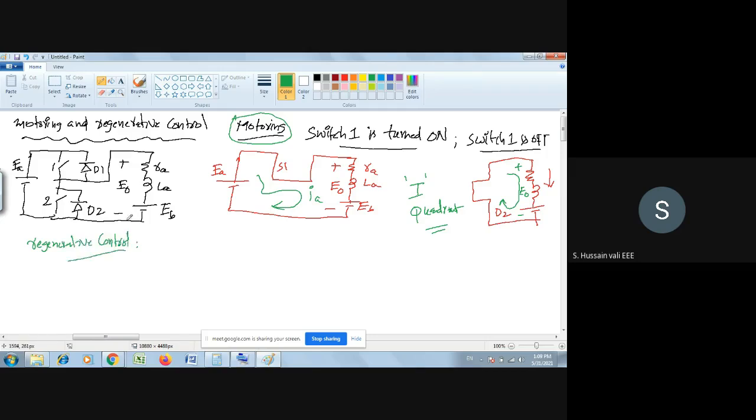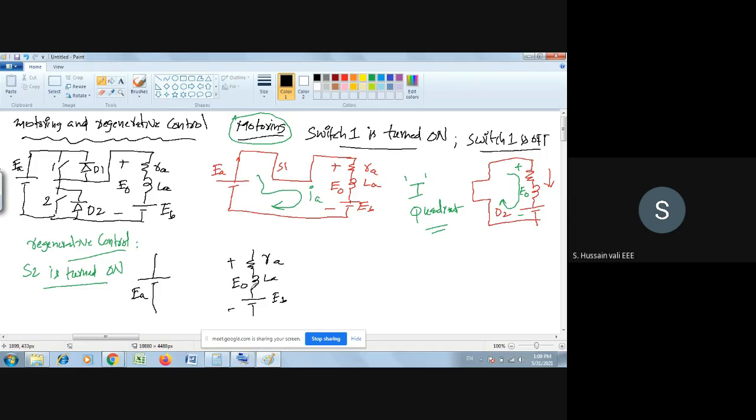The same circuit diagram. This time S2 is on. When S2 is turned on, what is the circuit diagram? It becomes EA. When S2 is on, what you find out is that EA will be there, and EB, RA plus minus, because in the second quadrant E naught is positive itself.